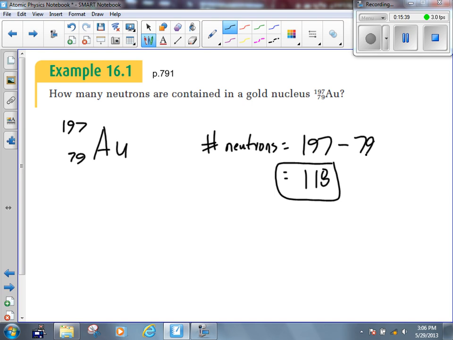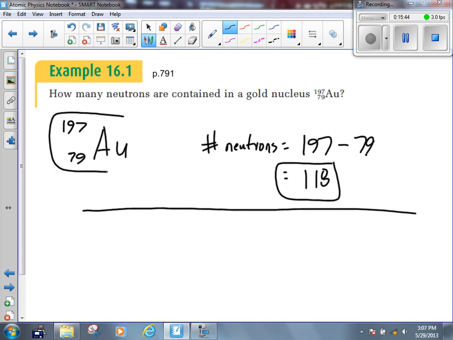Now, the normal way of writing isotope notation looks like this, but we can also see a bit of a shortened form of it. If we're not given the atomic number here, how are we possibly going to figure out the number of neutrons from this? If you saw that on a test, what would you do? Check your periodic table. Right?